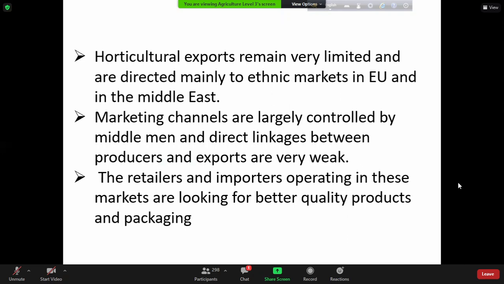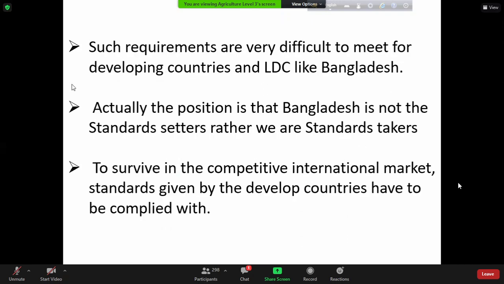You can see here, the marketing channels are largely controlled by middlemen. And direct linkage between producers and exporters is very weak because of the presence of middlemen. And the retailers and importers operating in these markets are looking for better quality products and packaging. So these requirements are very difficult to meet for developing countries like Bangladesh. Okay, so the importers have different standards. Those standards are really difficult to meet.